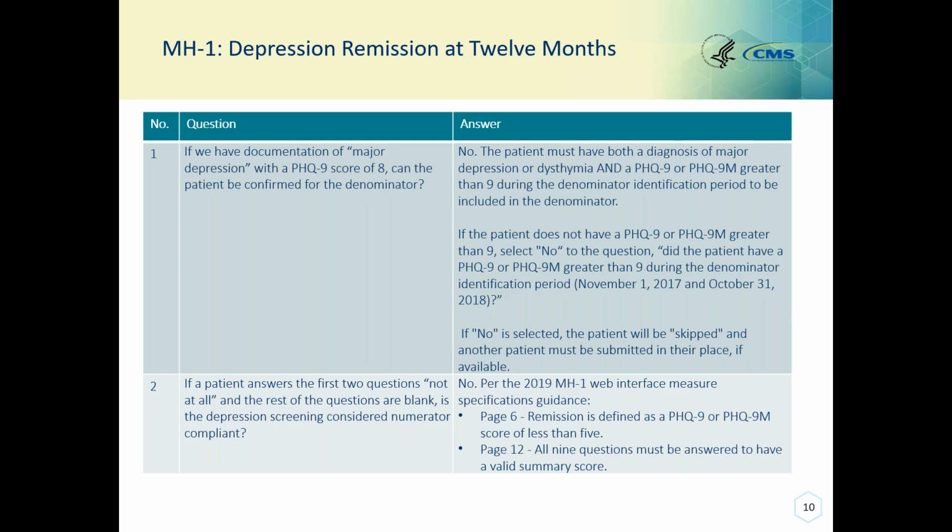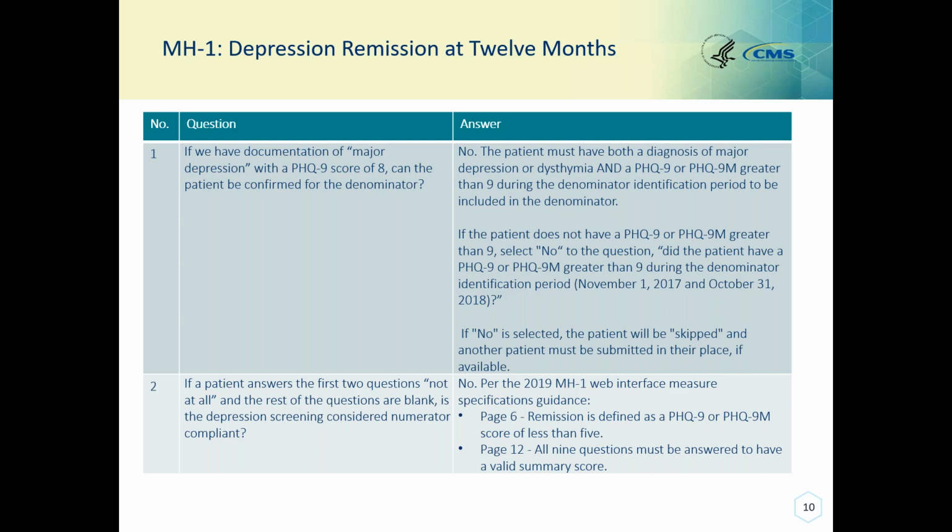If the patient does not have a PHQ-9 or PHQ-9M greater than 9, then select no to the question, did the patient have a PHQ-9 or PHQ-9M greater than 9 during the denominator identification period, which is November 1st, 2017 through October 31st, 2018. If no is selected, then the patient will be skipped and another patient must be submitted in their place if available.